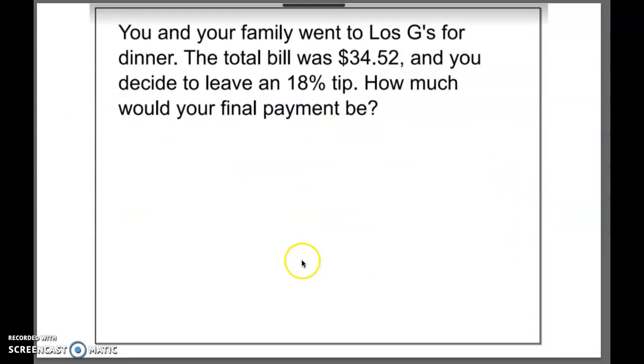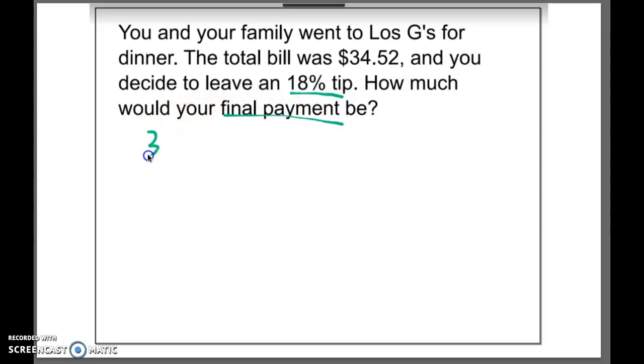Okay, let's do one with tip. So you and your family will go to Lowe's Cheese. Can't wait till we can go back to Lowe's Cheese and sit down at a table and eat for dinner. The total bill was $34.52, and you decided to leave an 18% tip. How much will your final payment be?